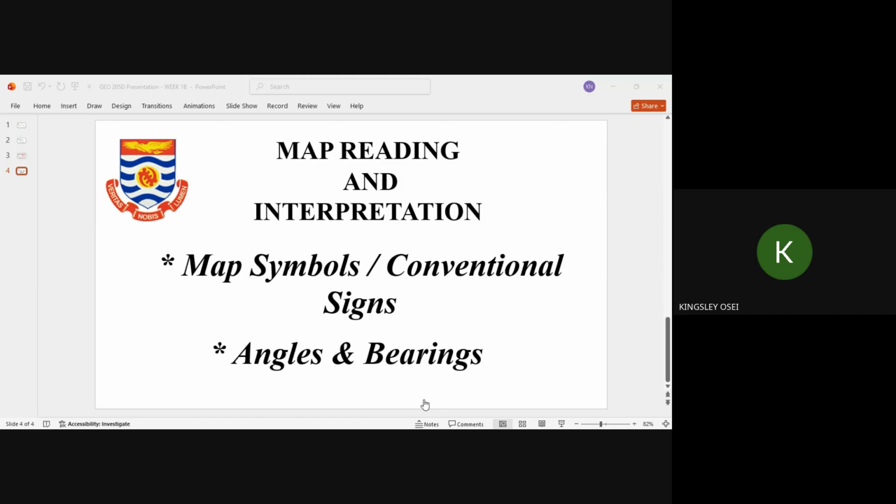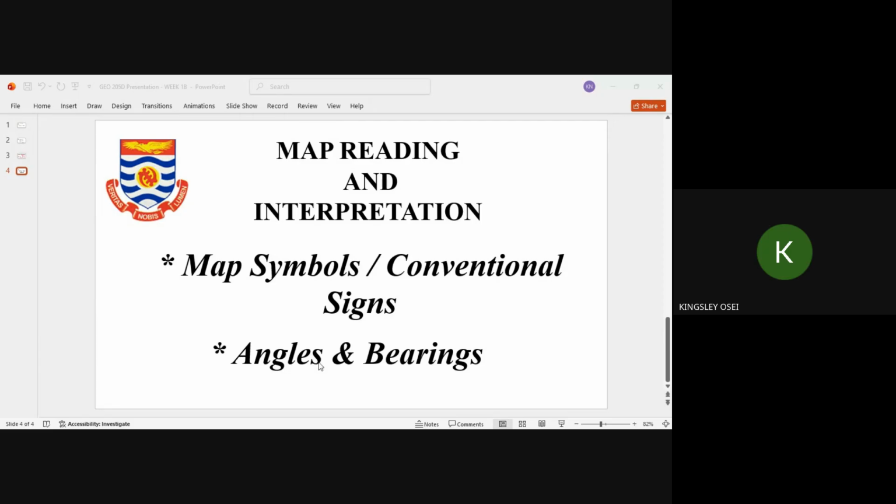Anyway, so we proceed. My point is that whatever we take as a map, there are representations on the map. If it's a road, maybe a line is doing the trick. That line may have a color or something. When you go to the legend, it is that line with that color in the legend that you want to know what it represents. So with map reading and interpretation, knowledge of map symbols and conventional signs are key and critical. You cannot do otherwise.